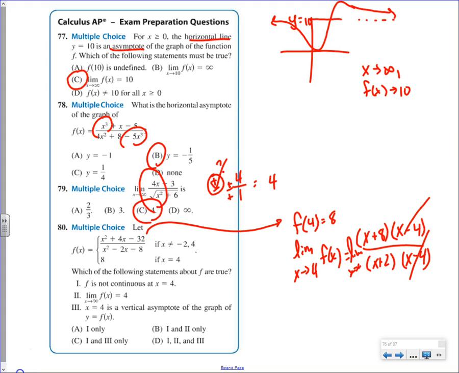I end up with 12 over 6. The limit is 2, the value is 8. That is not a vertical asymptote, it cancels out. And no, it's not continuous, they don't match up. So the only true one is D.